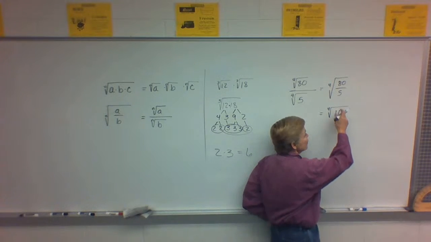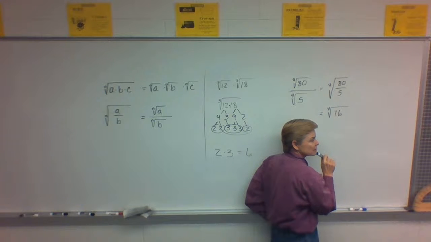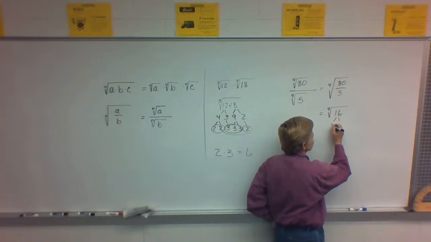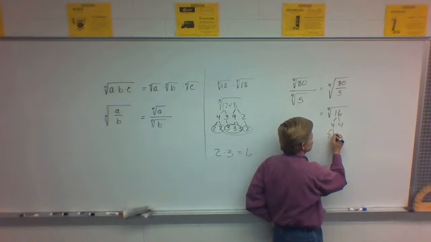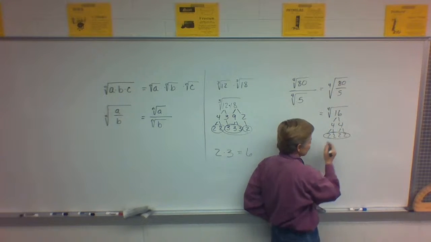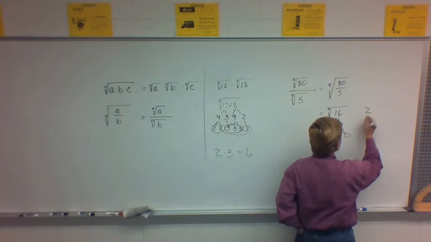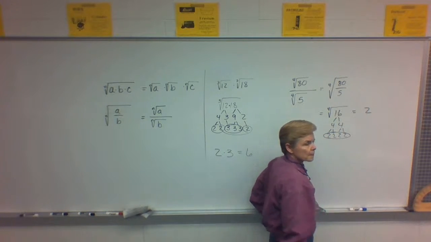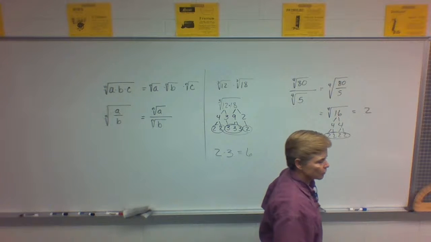We get 16, and now we consider this. What's the 4th root of 16? And if you didn't know that it was 2, here's what you could do. You could say 4 times 4, 2, 2, 2, 2, and observe that that's a 4. We're looking for groups of 4, and there are 4 2s, so a 2 comes out, and there's nothing left, so it's just 2. Did you follow that? Okay.